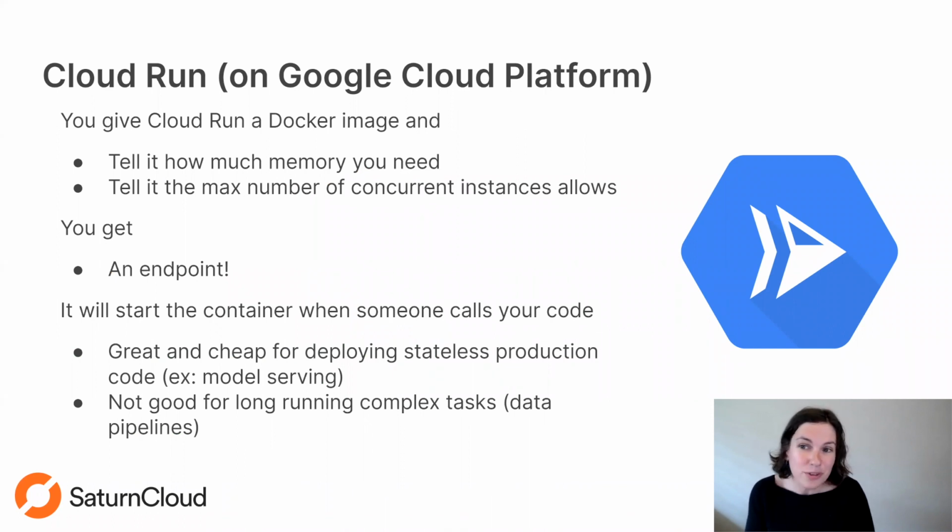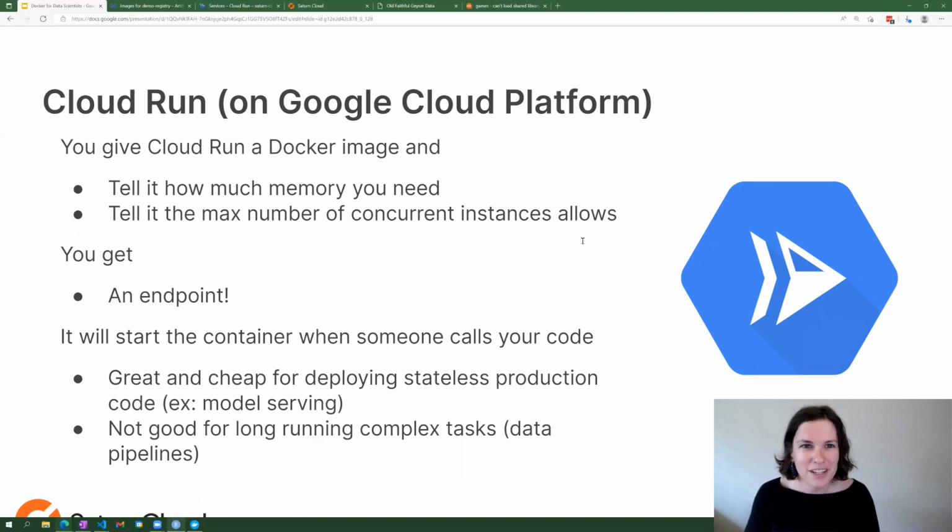So let's talk about Google Cloud Platform. The idea is you tell it how much memory you need and the maximum number of these images you want running concurrently. Then you get an endpoint to hit your API. It starts your container anytime someone hits your endpoint, which is really good if you have just a dashboard or something. It's not good if you have a long running task, but if you have just a dashboard, it can work pretty well. So here's how it works.